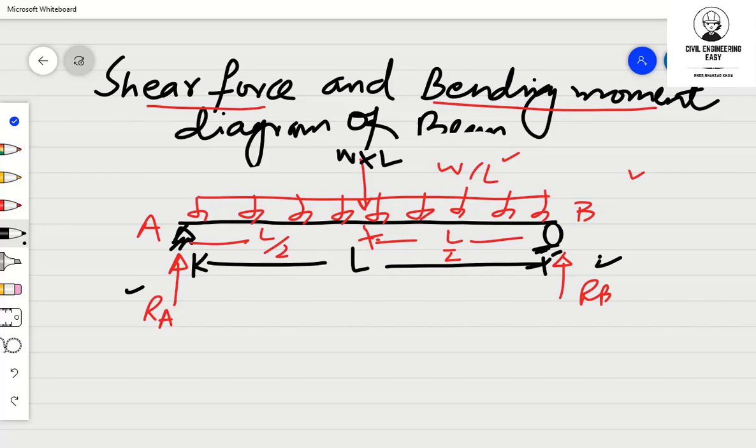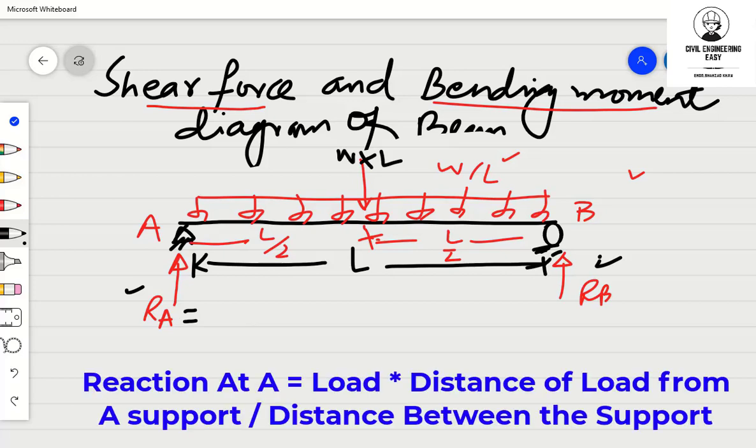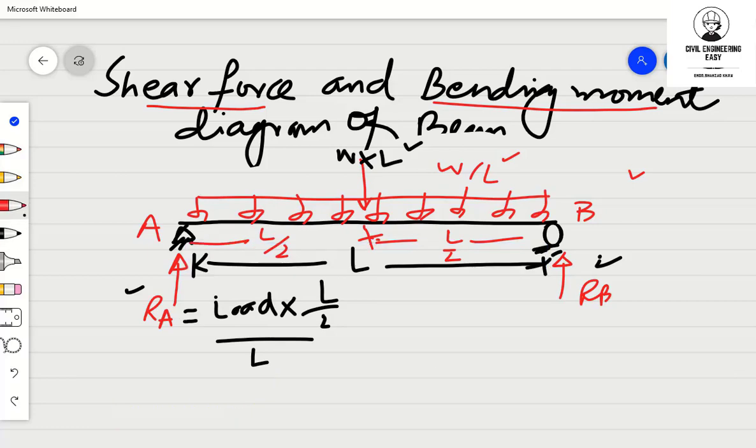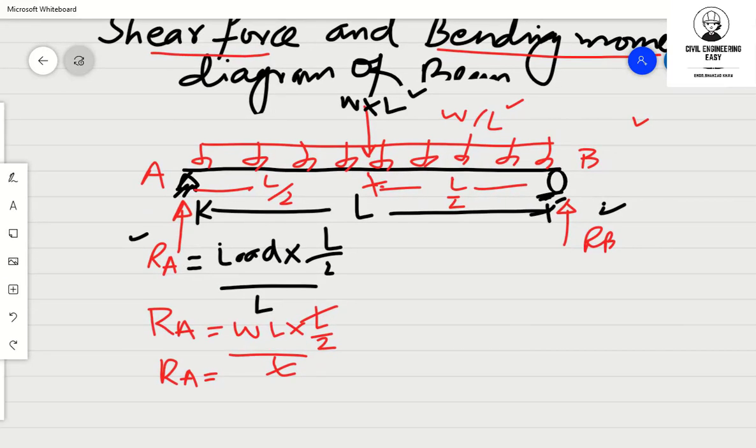First, we will find out the reaction at support A, that will be equal to the load multiplied by the distance of this load from the other support, that is L by 2, and divided by the distance between the two supports, that is L. So by putting the values, reaction at A will be equal to the applied load, W into L, multiplied by L by 2, divided by L. So L will be cancelled with L and the reaction at A will be equal to WL divided by 2.